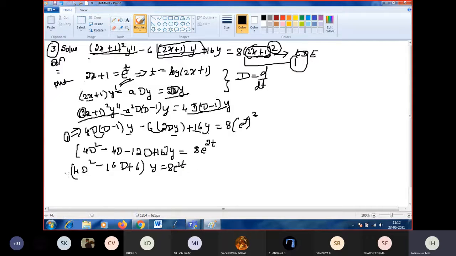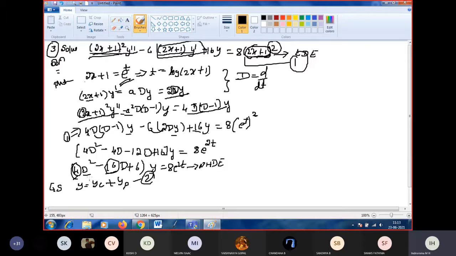Now the coefficients of the derivatives, are they constants or variables? We got constants. We converted variable coefficients to constant coefficients by taking a suitable substitution. So now it is a non-homogeneous differential equation. Hence, the general solution is y equals yc plus yp. Call it equation number 2.